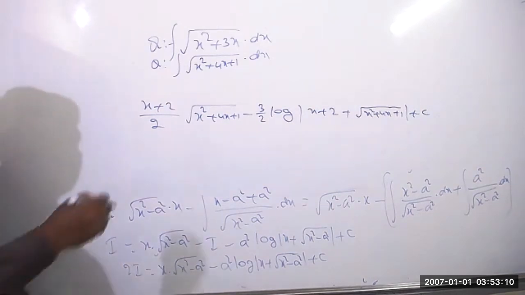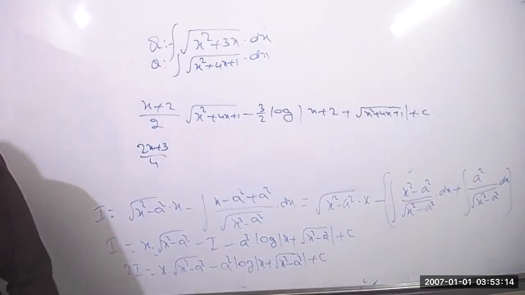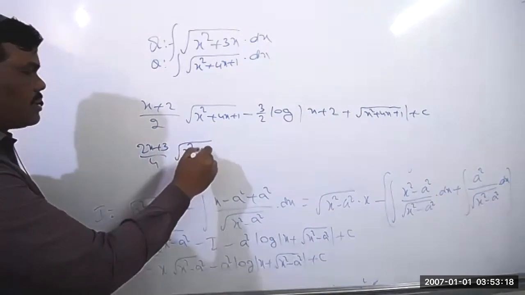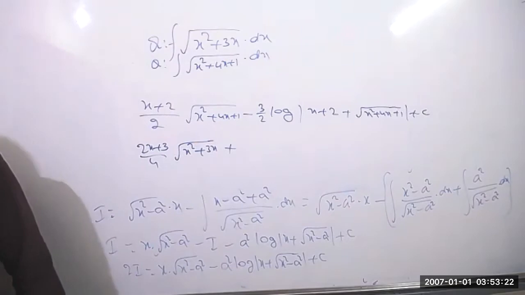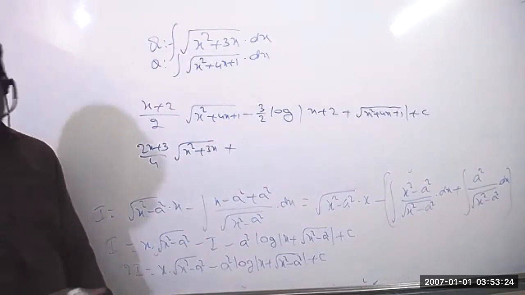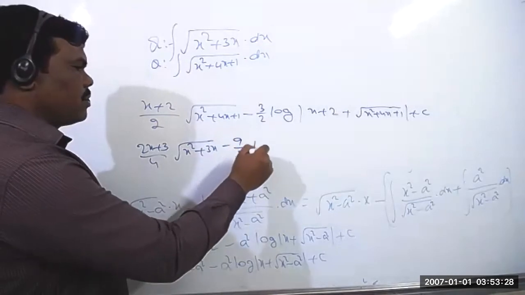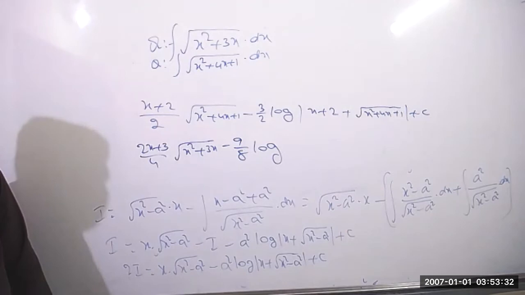2x plus 3/4 root of x plus 3/2 times x square plus 3x, minus 9/8. Sir, I didn't square it, so it's fine.